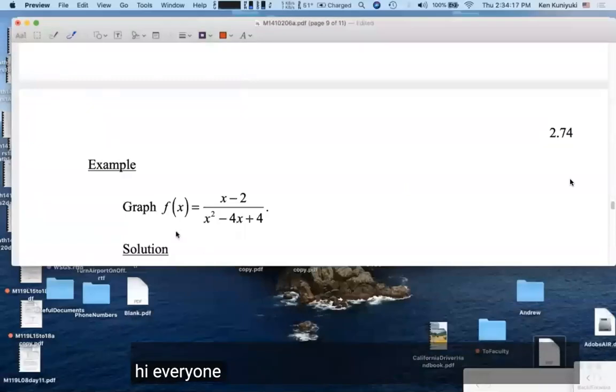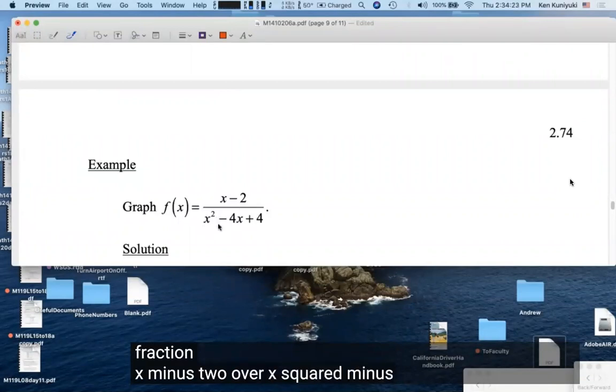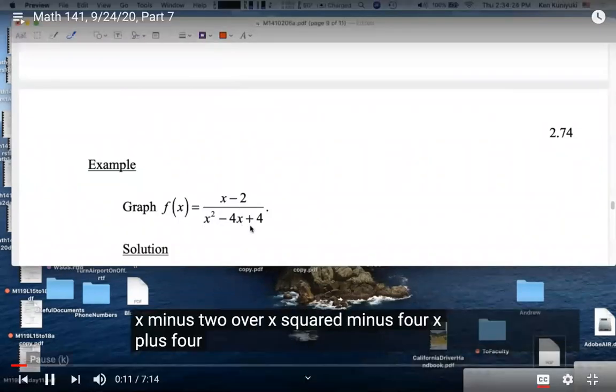Hi, everyone. Let's consider y, or f of x, equals the fraction x minus 2 over x squared minus 4x plus 4. Actually, you know what? I'm looking over things. Let's take a break now. We'll get to the VAs after the break. So I have 8:15 right now. Let's come back at 8:26, and we'll discuss the VA case and an overview, all right?